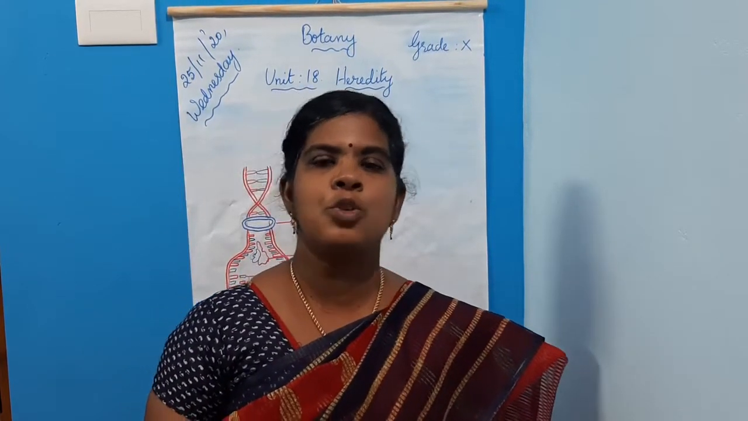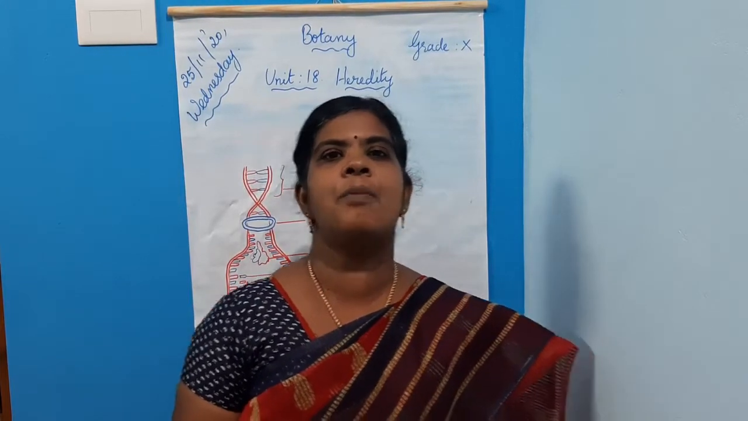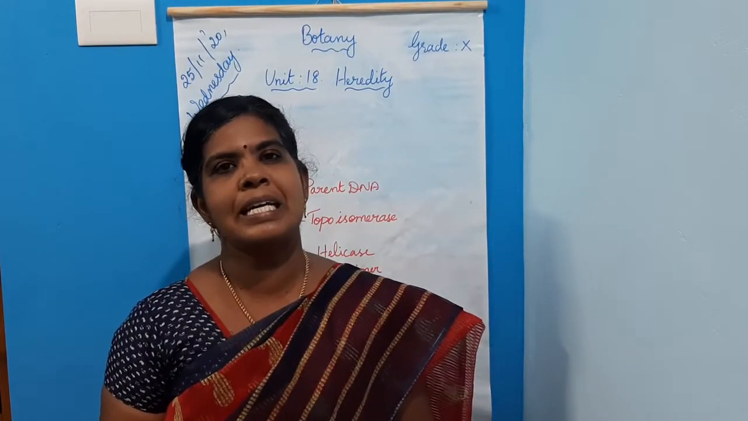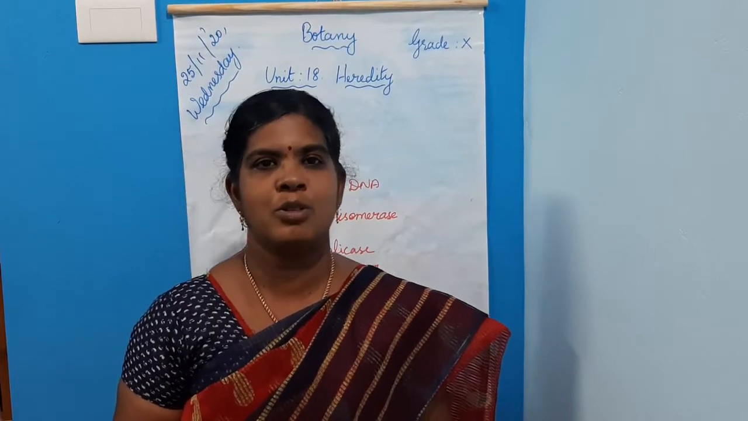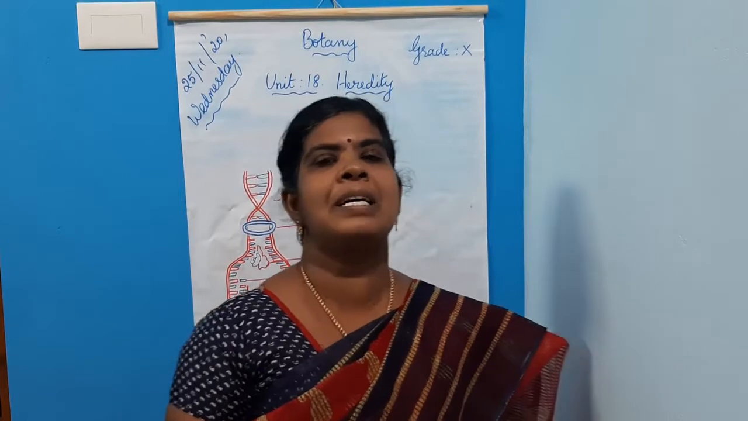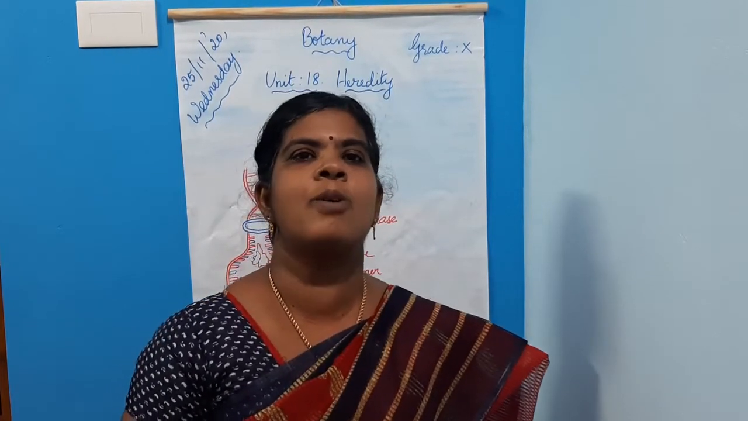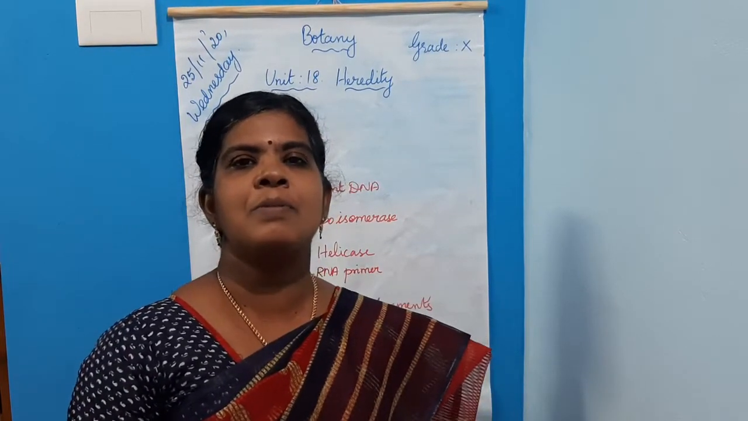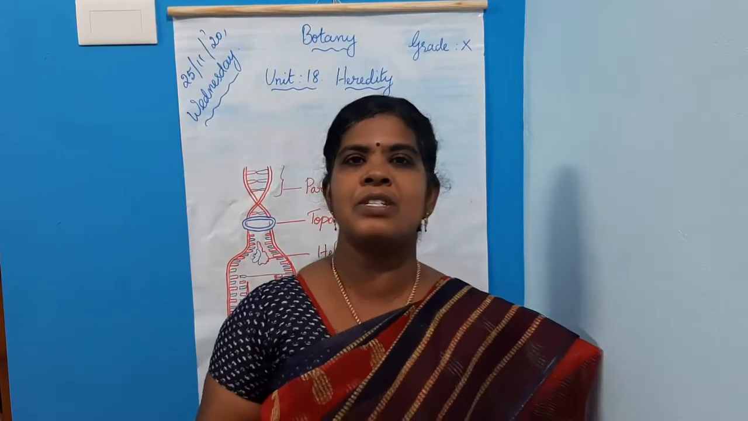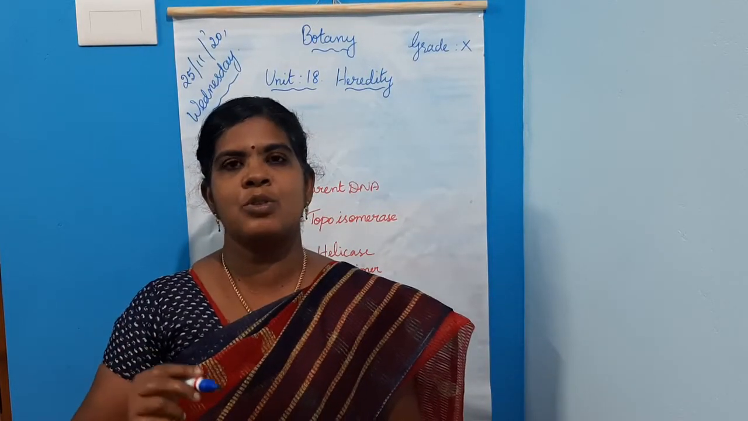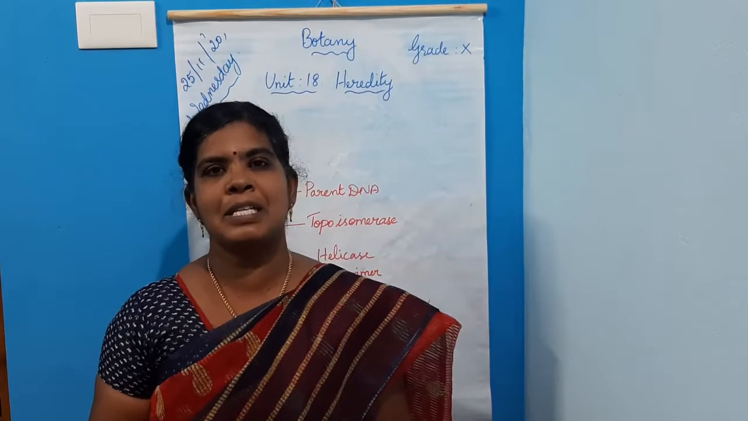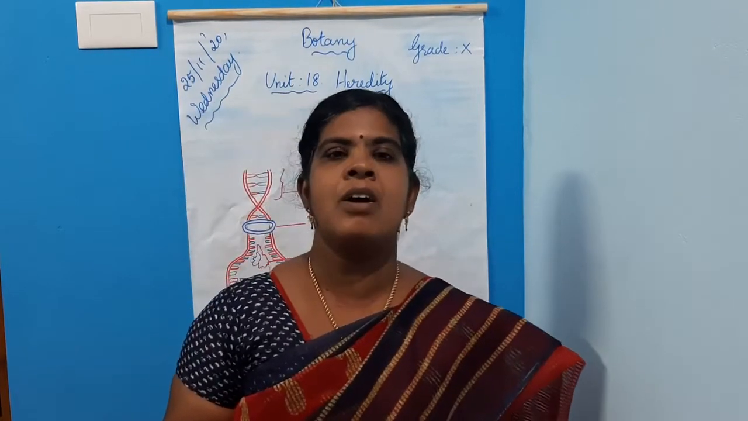So out of 23 pairs, 22 pairs determine our body character or somatic character. So they are called autosomes, or somatic chromosomes. The 23rd pair which determines the sex of an individual is called allosomes or sex chromosomes. So there are two types of chromosomes based on their function, allosomes and autosomes.